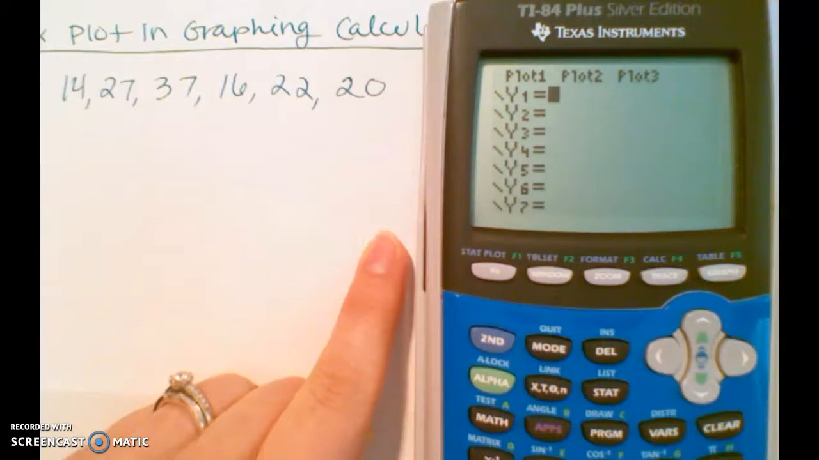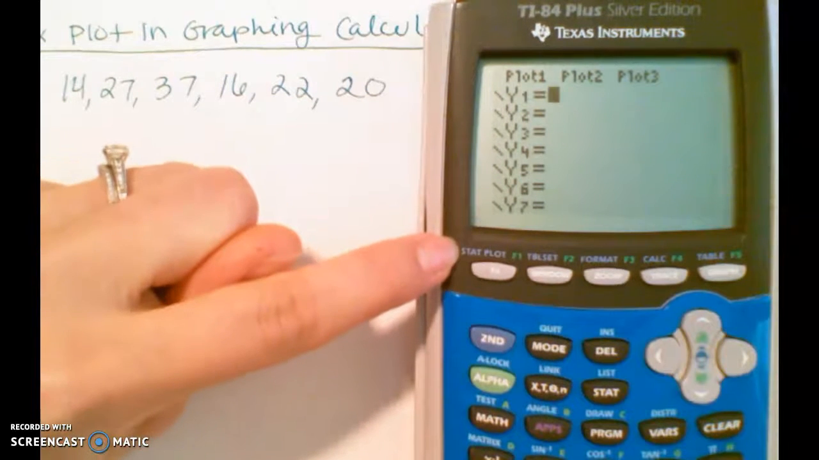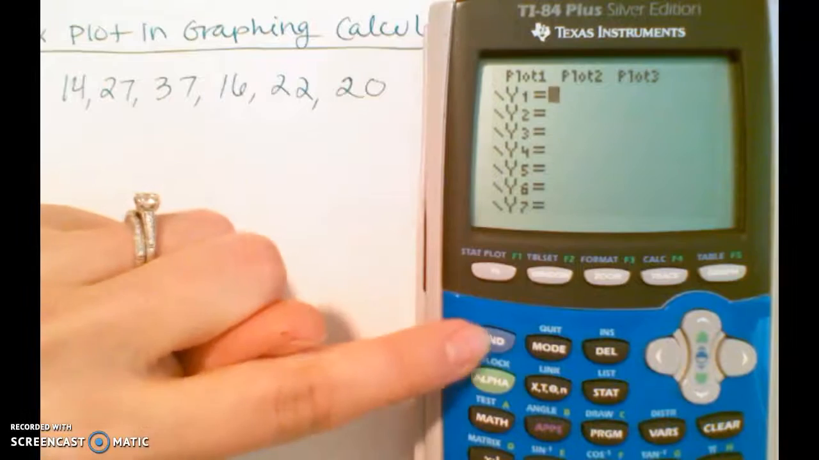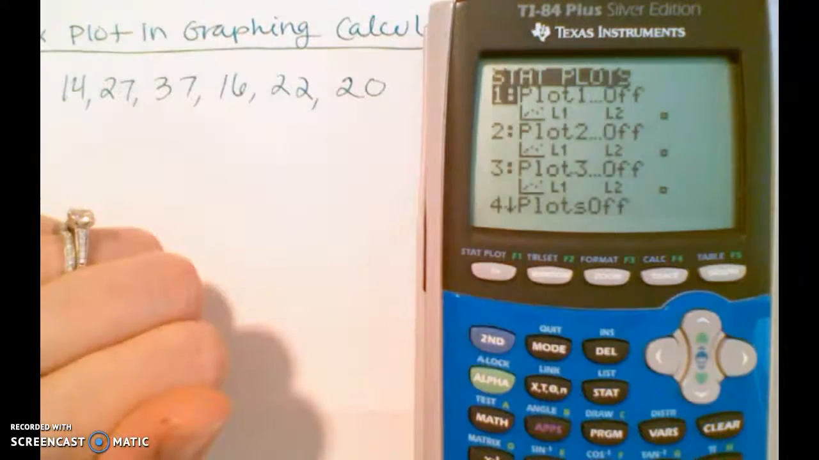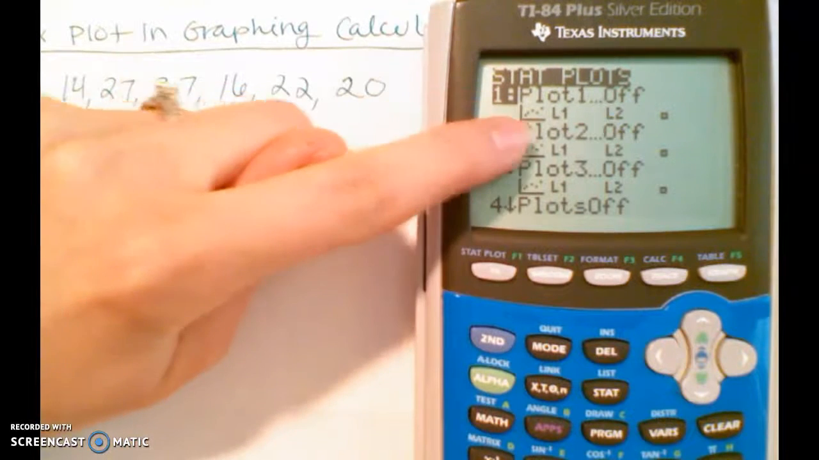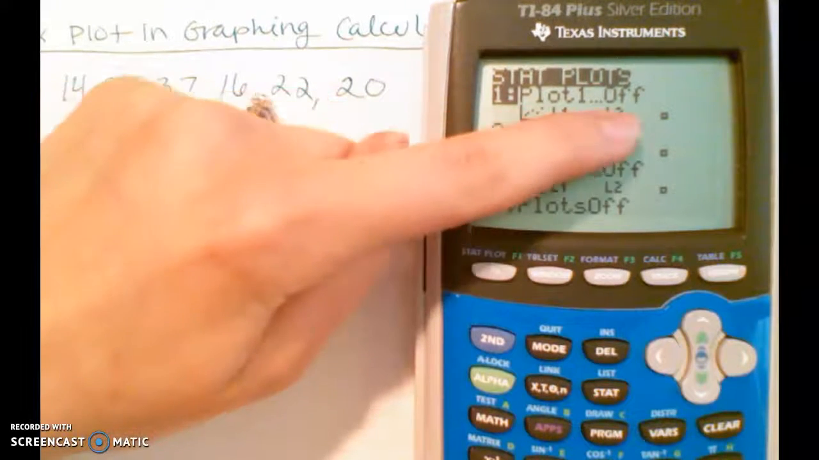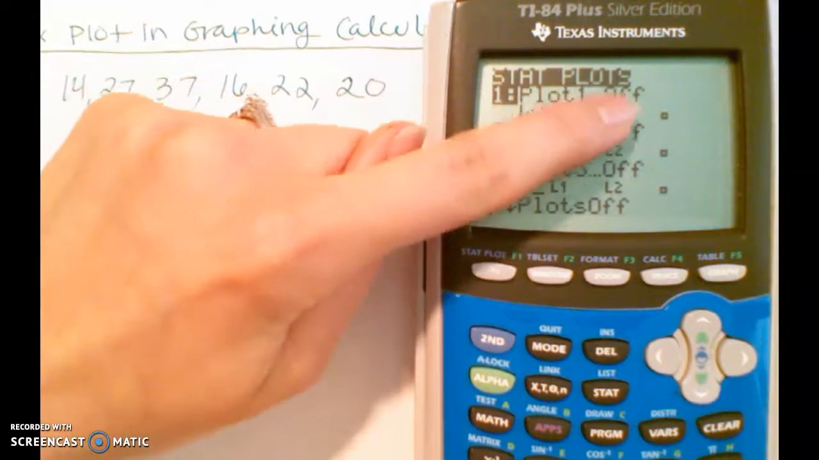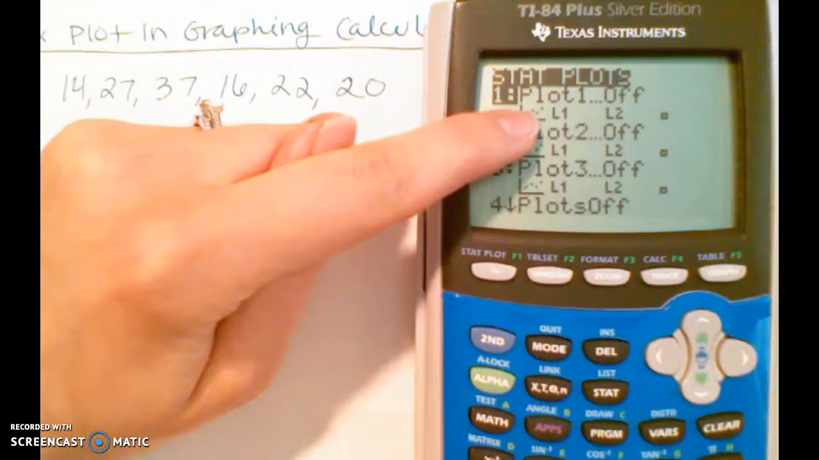Now we need to go to the stat plots. Well, above y equals, it says stat plot. So we're going to press second, y equals. We're going to choose this first one. Notice that right now it shows a picture of a scatter plot and it says off. We need to change it to on, and we need to change it to a box and whisker.